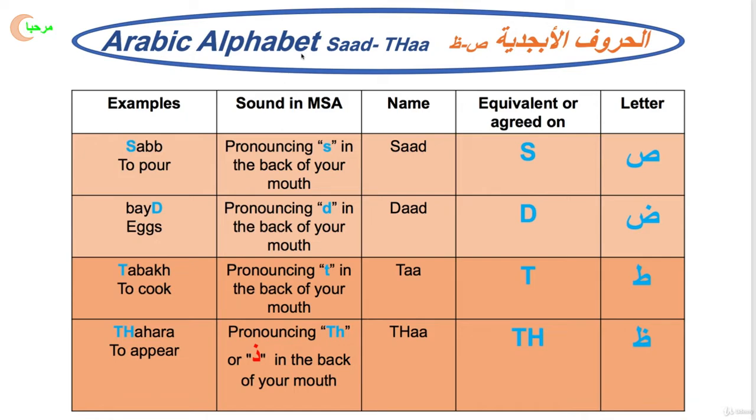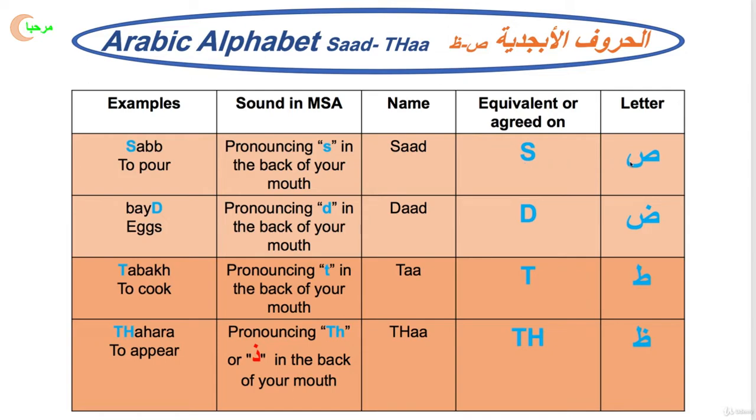Ready? Yalla. The first one here looks like a fish. The shape of it is like a fish with a tail. This letter has an equivalent, which is S, and we are going to agree on writing it as capital S, and the reason for that is because we already used small s for the letter seen in the previous video.